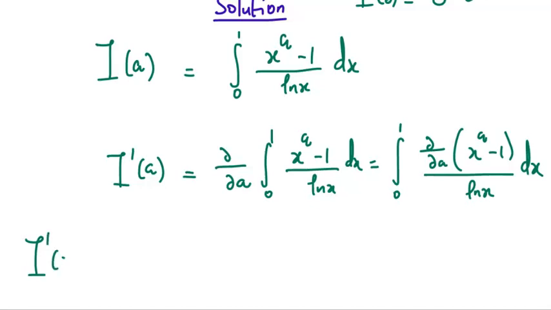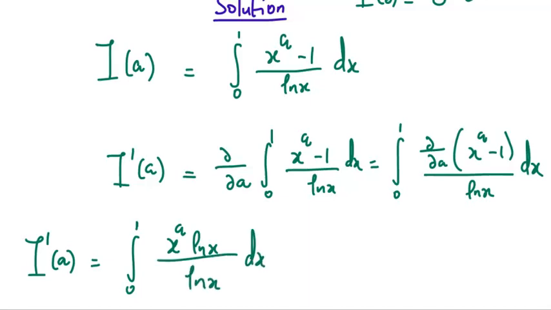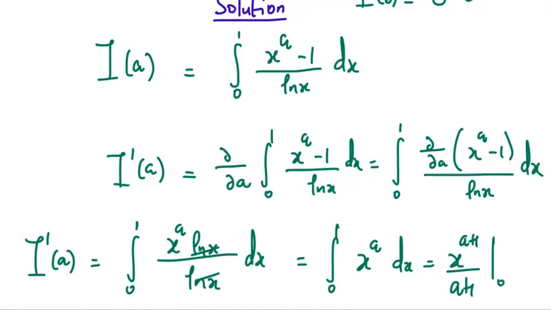So from here, I'(a) is going to be equal to the integral from 0 to 1. Now the derivative of x to the power of a will give us x raised to the power of a multiplied by the ln of the base, which is x. Remember that the negative 1 there is a constant, so its derivative is 0. So here divided by the ln of x and then dx. So these both get cancelled and we are left with the integral from 0 to 1 of x^a dx, which is equivalent to x^(a+1) divided by (a+1) with our limit from 0 to 1.